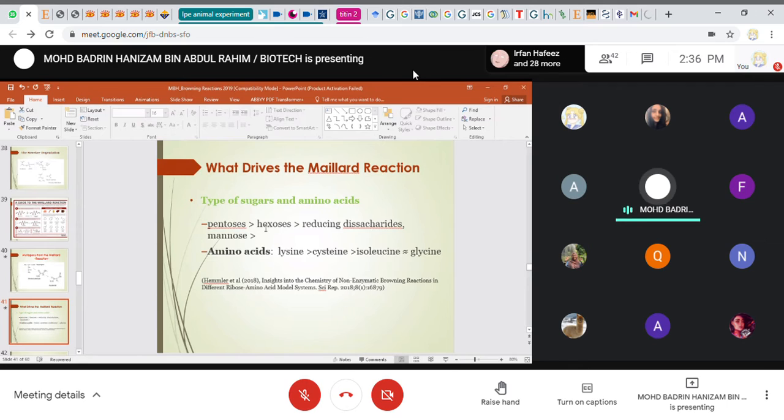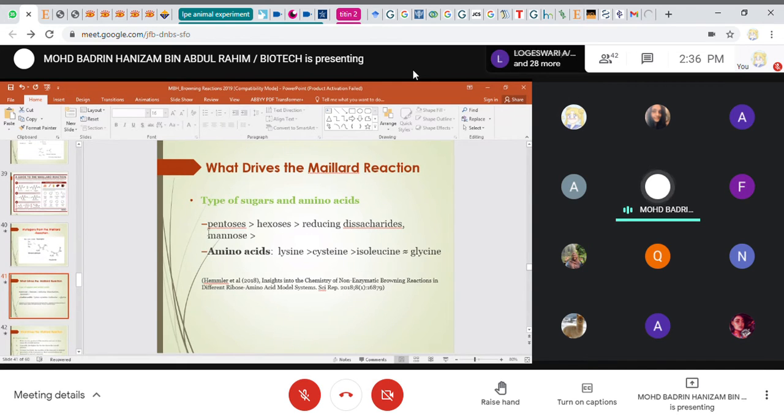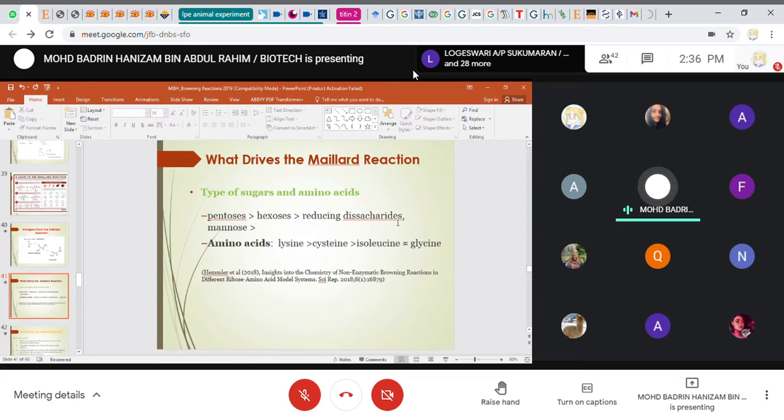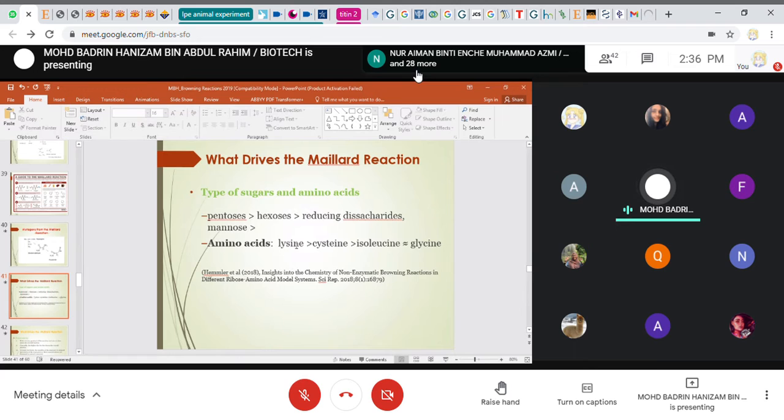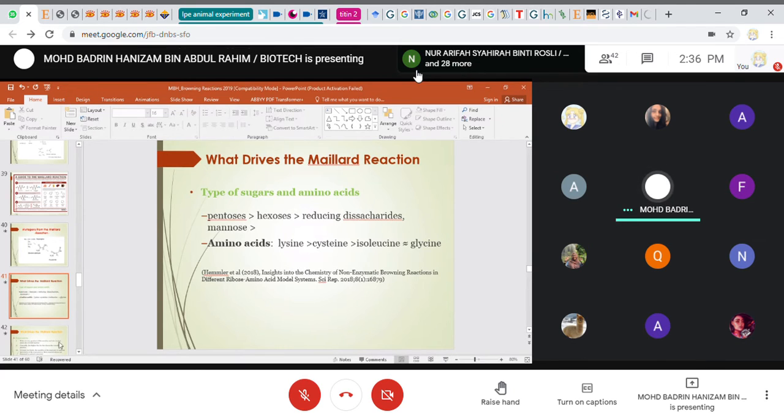Pentose is higher than hexose, hexose higher than reducing disaccharide, and mannose. For amino acids, lysine can drive browning faster than cysteine, faster than isoleucine, and isoleucine and glycine are about the same rate. It depends on these two types here. If you start with pentose and lysine, you can have browning very quickly. The rate will be very high, very fast.